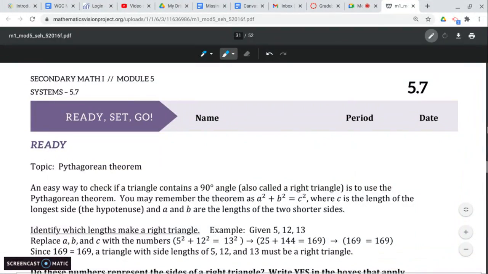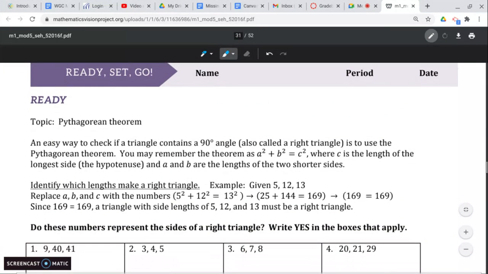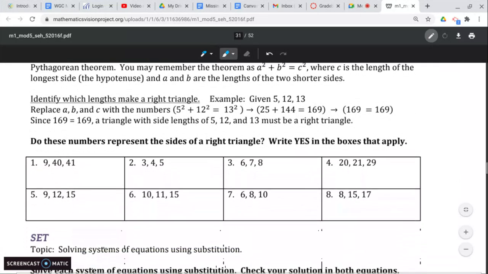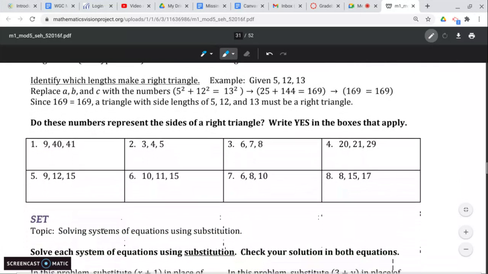All right, so what we're looking at here is this first part is the Pythagorean theorem. An easy way to check if a triangle contains a 90-degree angle, also called a right angle or right triangle, is to use the Pythagorean theorem. You may remember the theorem is a squared plus b squared equals c squared, where c is the length of the longest side, the hypotenuse, and a and b are the lengths of the two shorter sides. Identify which lengths make a right triangle.